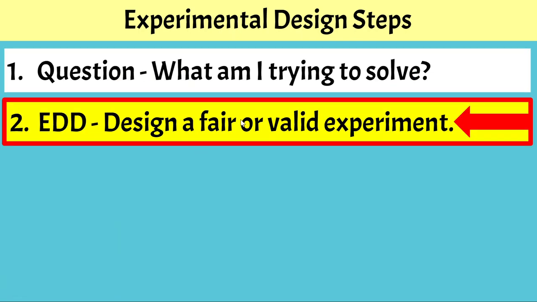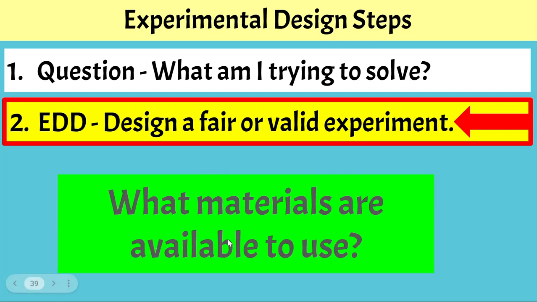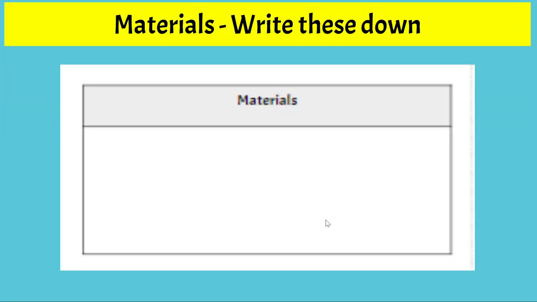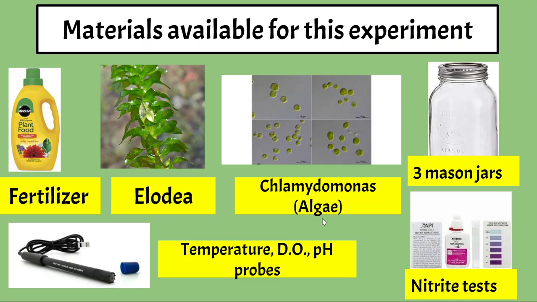Then if we want to design an experiment, of course, we want to keep it fair and valid. We want to be sure we're measuring what we say we're measuring. Okay, and we need to design the experiment, so we're going to need to know what materials we have available to us. The materials you can use are fertilizer, Elodea, Chlamydomonas, which is an algae. We're going to have 3 mason jars per station because we're going to have 3 levels of the independent variable. These are all of our probes, the temperature and dissolved oxygen and pH, and then we'll have nitrite tests. So write down all of those things, please, in your materials section.